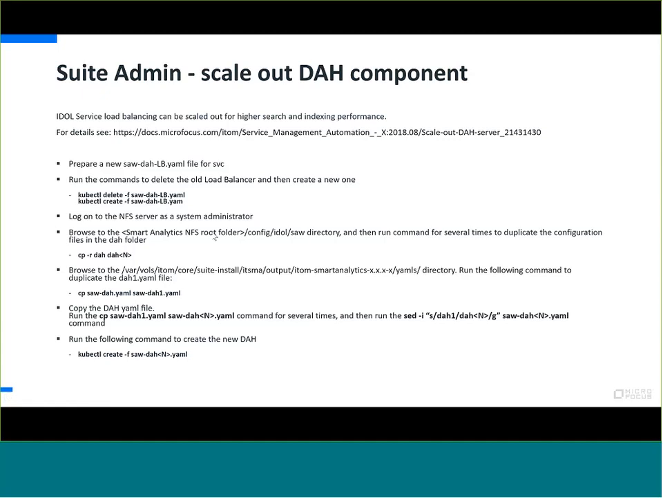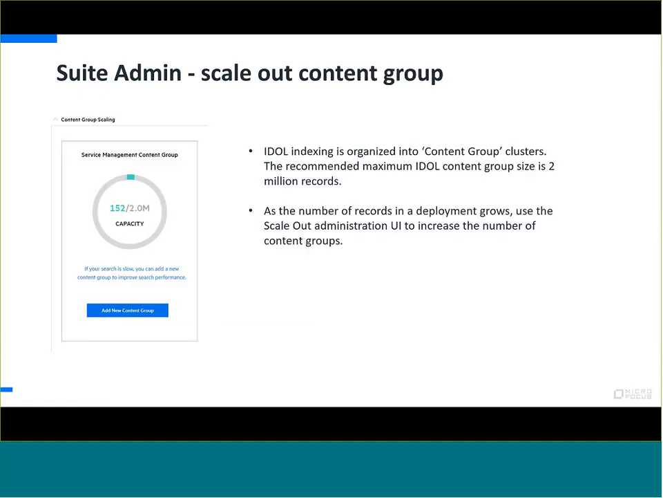There's another part of scalability for search that has more to do with scaling out, especially as the number of records that you're indexing is growing. So it's important to know that within our search technology from IDLE, there is what is termed a content group that clusters the data that you're indexing. And the recommended maximum is up to 2 million records per content group.